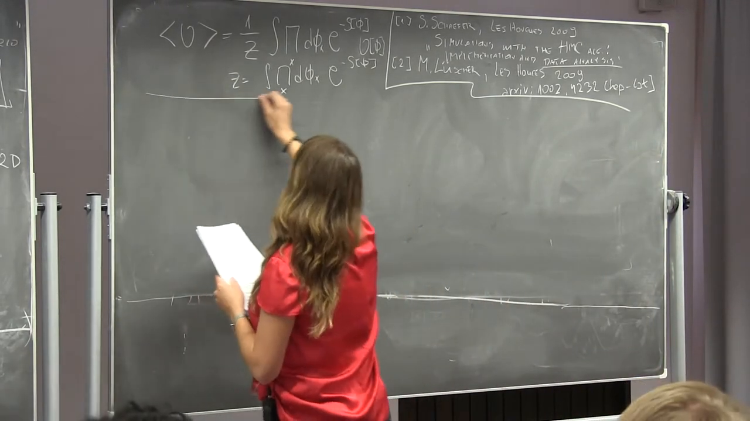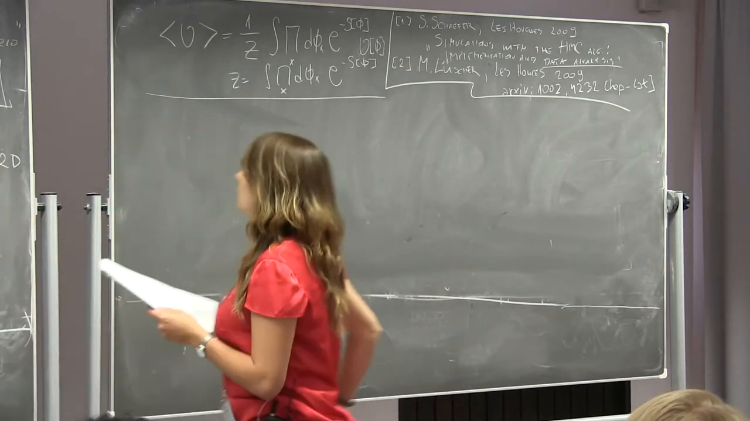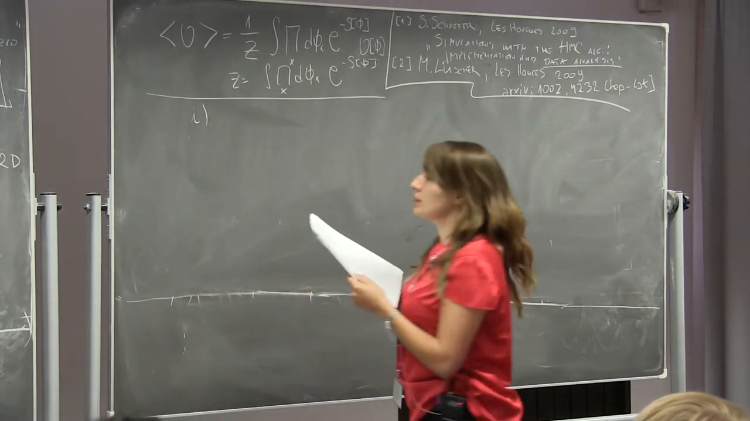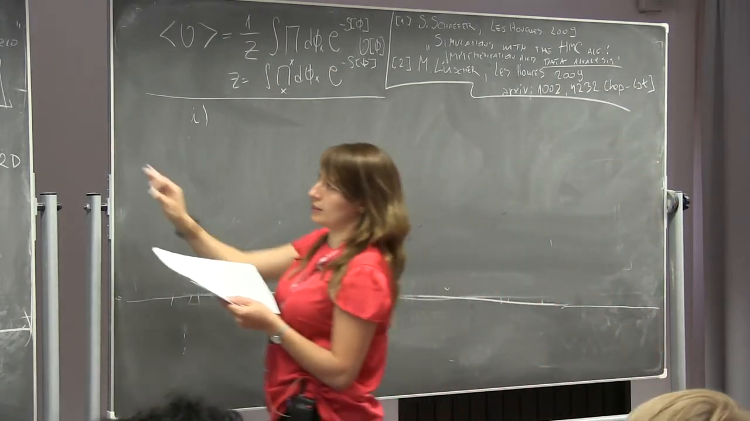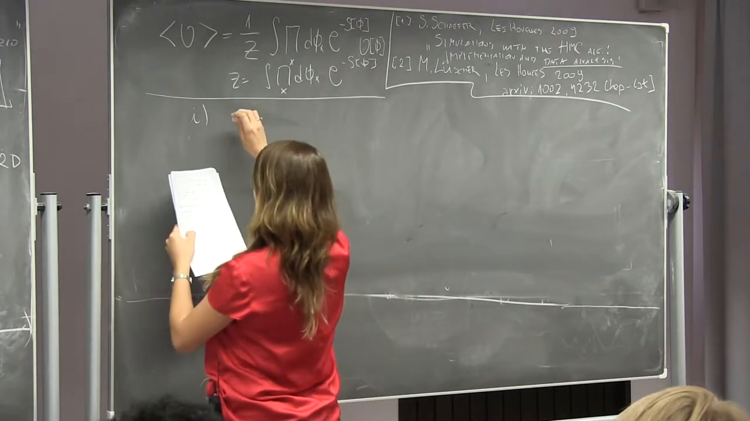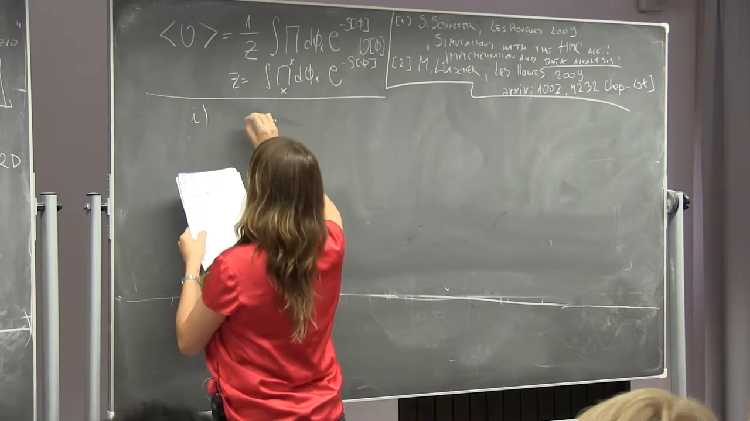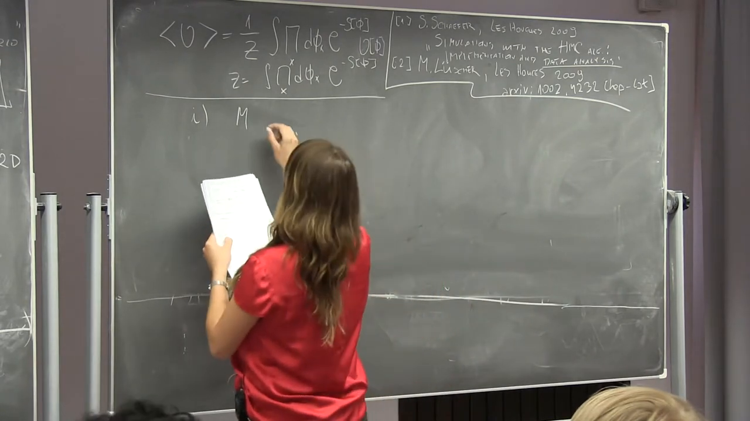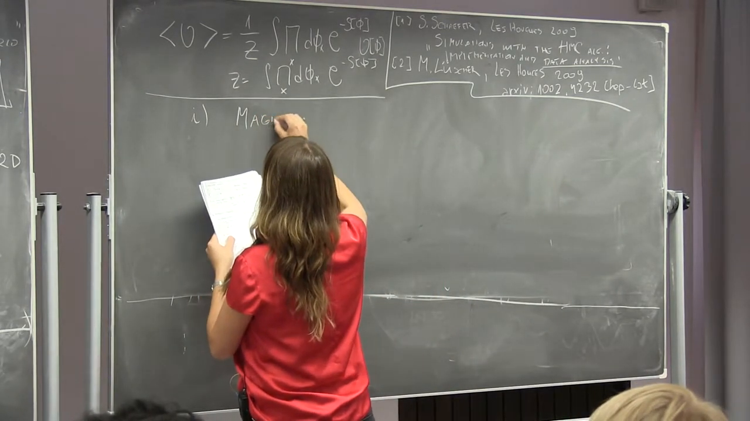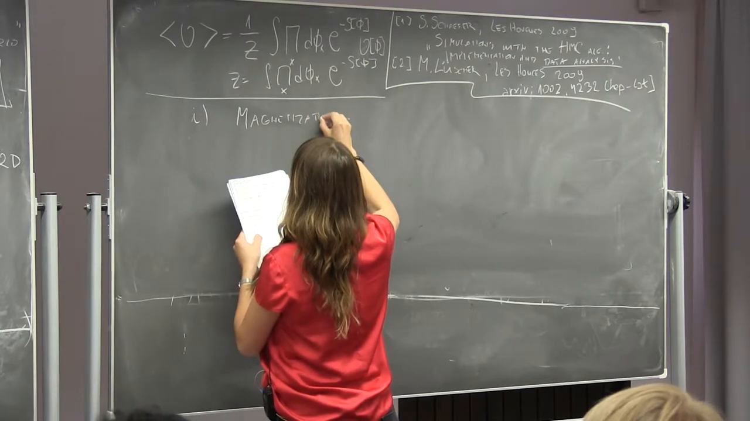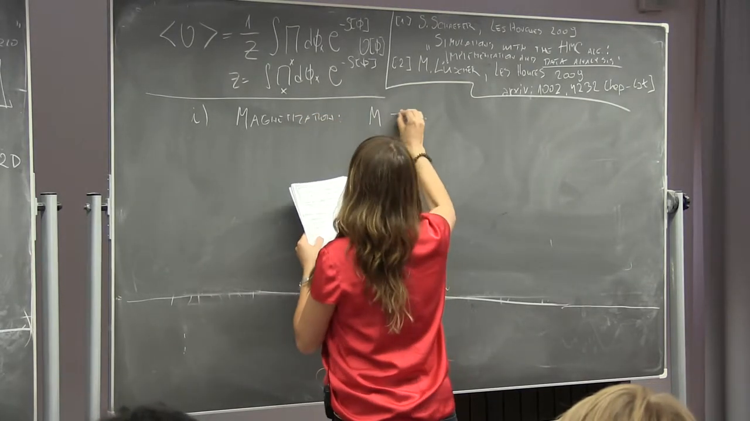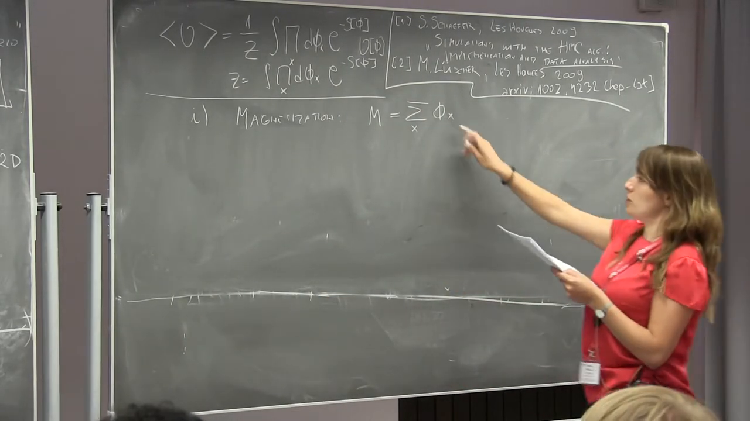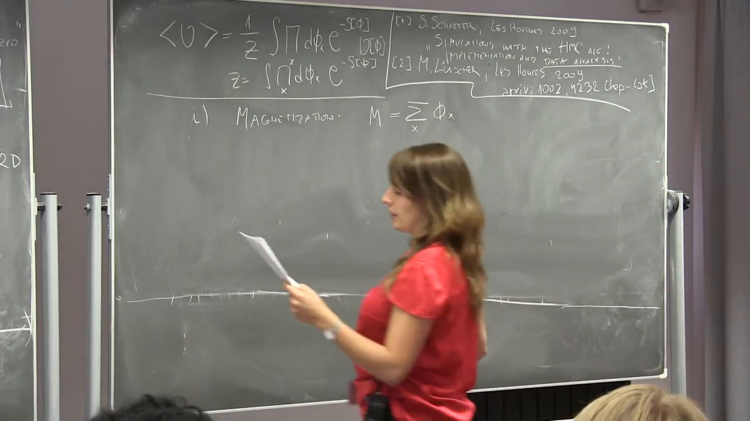So in this particular theory, there are some interesting observables that you may try to compute once you implement the algorithm that we are going to discuss towards the end of this lecture. Again, in analogy to statistical mechanics, you can try to compute magnetization, which would be just the sum over the field variable f_x evaluated in each lattice point x.